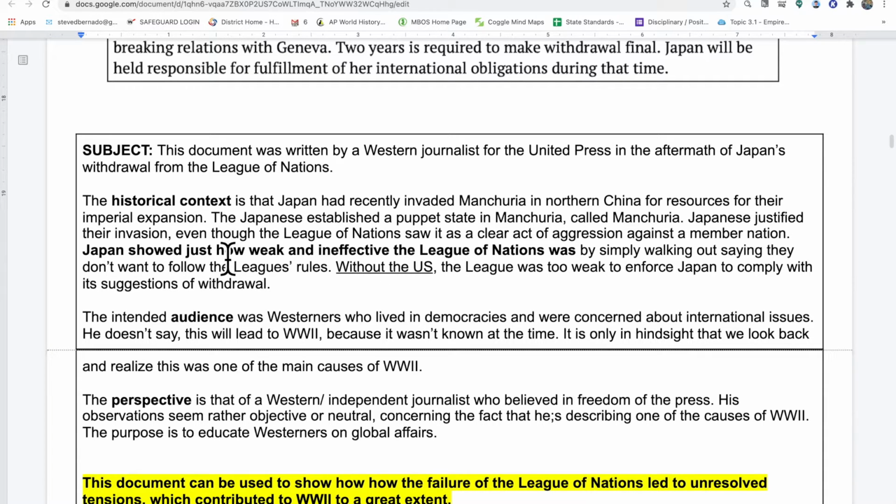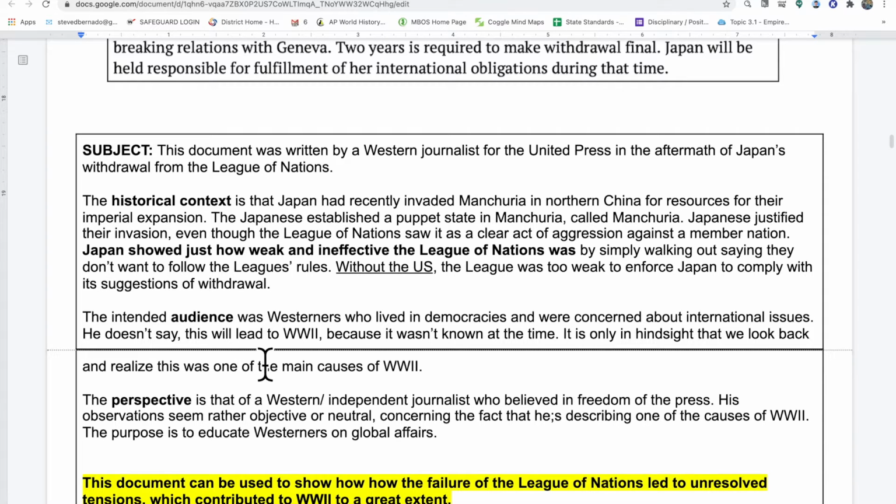imperial expansion. The Japanese established a puppet state in Manchuria called Manchukuo. The Japanese justified their invasion even though the League of Nations saw it as a clear act of aggression against a member nation. So Japan showed just how weak and ineffective the League of Nations was by simply walking out, saying they don't want to follow the League's rules. And without the US, the League was too weak to enforce Japan to comply with its suggestions of withdrawal.